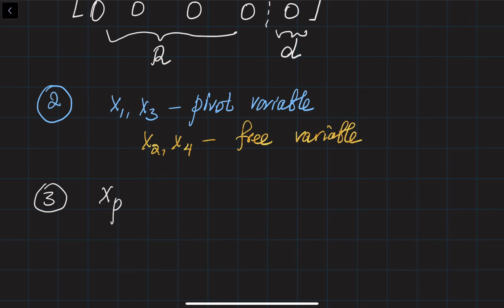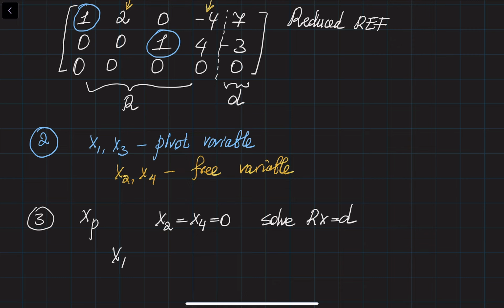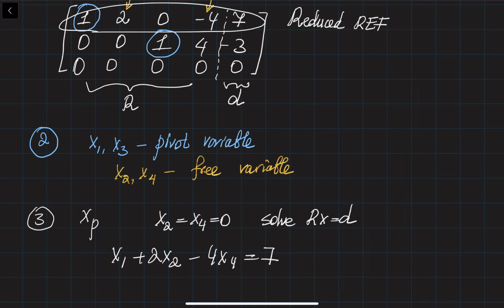So essentially, the free variables x2 and x4 are set equal to 0. Then we need to solve our Rx equal to d system. What is the Rx equal to d system? It is x1 plus 2x2 minus 4x4 is equal to 7, right? I've just copied this very first row. And if you copy the second row, it's going to be x3 plus 4x4 is equal to minus 3.